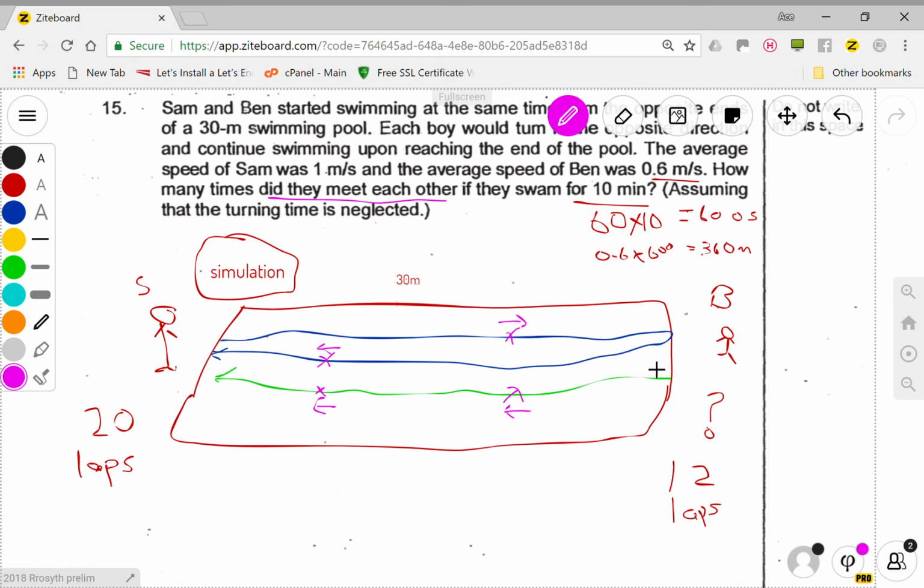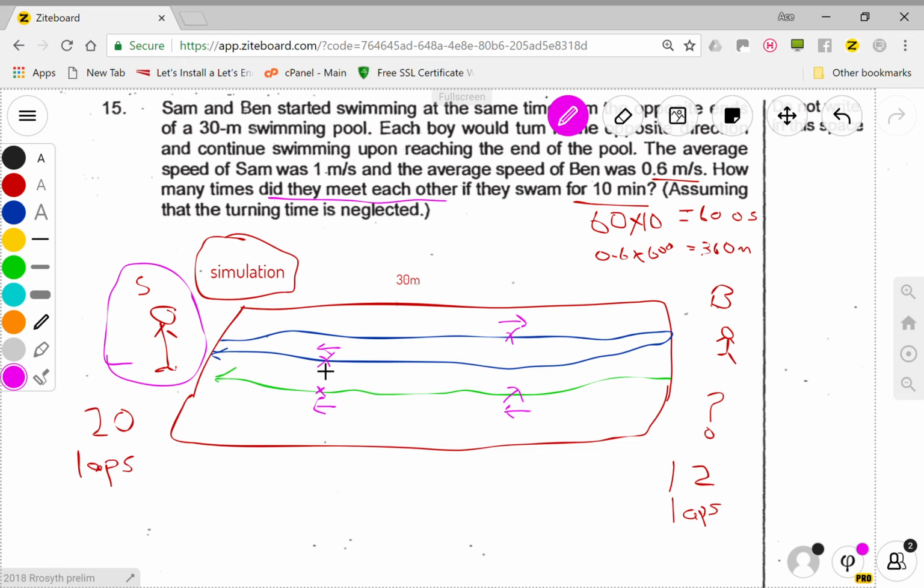And then after that, Sam swims back. By the time Sam is here, because Sam is swimming faster, they meet another time, so come back here again. You see what I mean? Alright, so what can we deduce from here? The number of times that they meet depends on the faster swimmer. One more time, the number of times they meet depends on the person who swims the fastest.